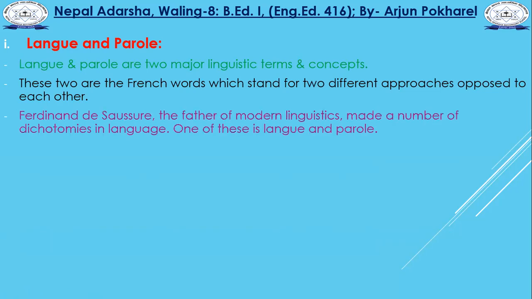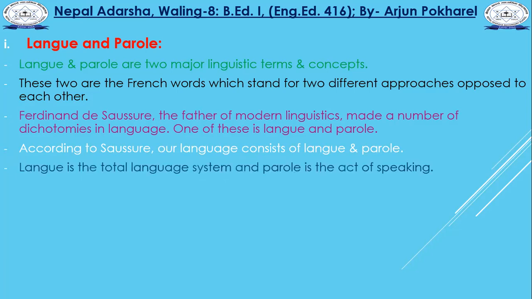Ferdinand de Saussure, the father of modern linguistics, made a number of dichotomies, opposing views, in language, and out of them, langue and parole is one. According to Saussure, our language consists of langue and parole. When langue and parole come together, then we get a language as a whole. So langue is the total language system, and parole is the act of speaking, as we did before.